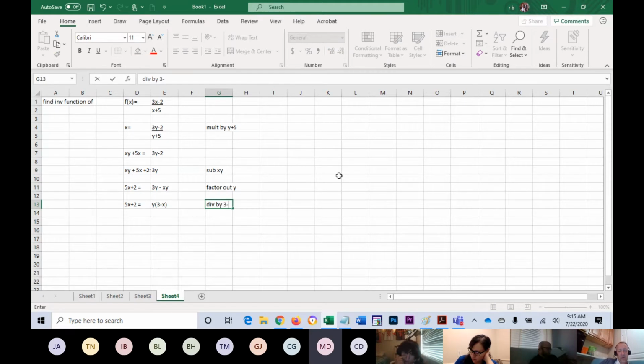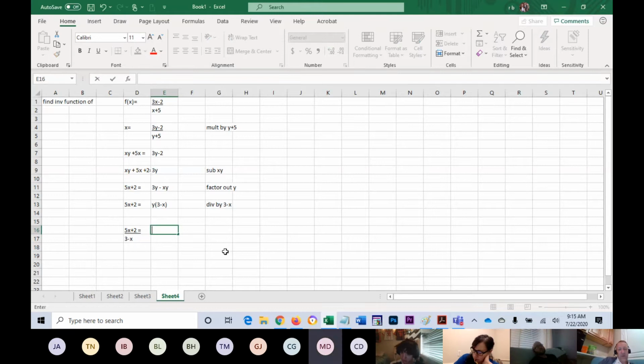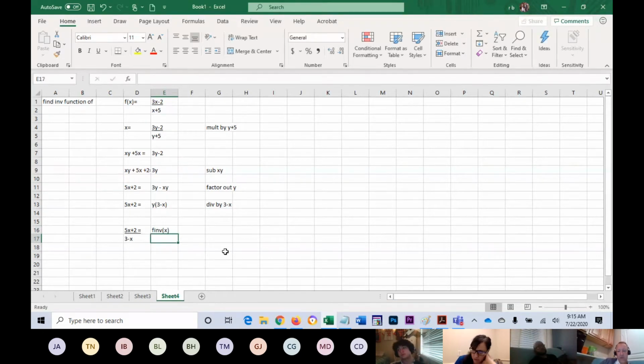So this is going to give me 5x minus 2 over 3 minus x. I'm going to underline that equals y, but we're going to change the y to what? The inverse of f of x. f inverse of x. Okay, so that's going to be the hard part.